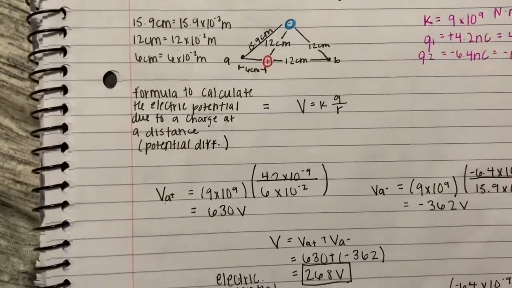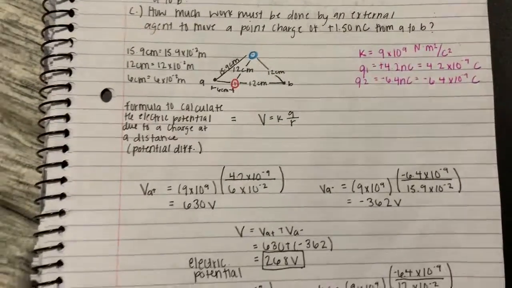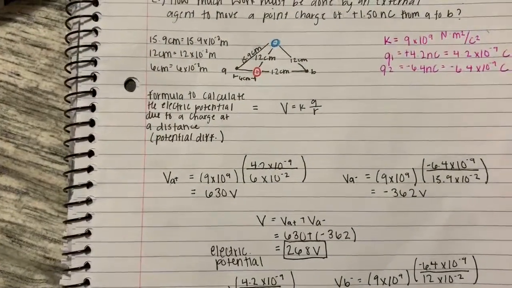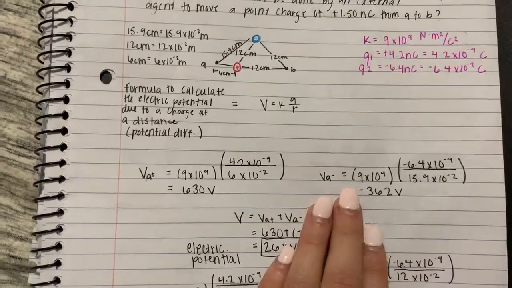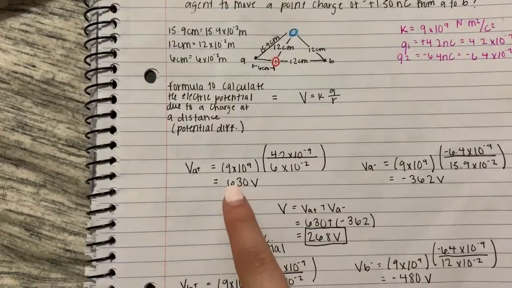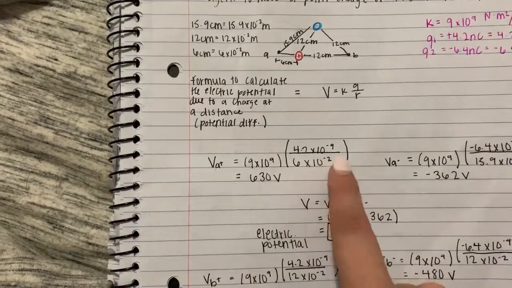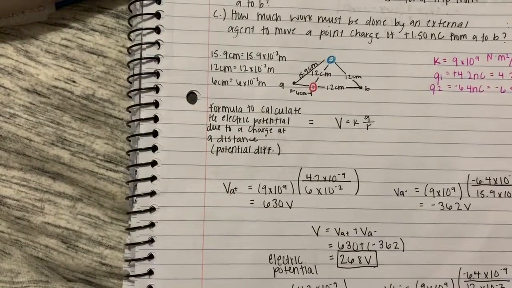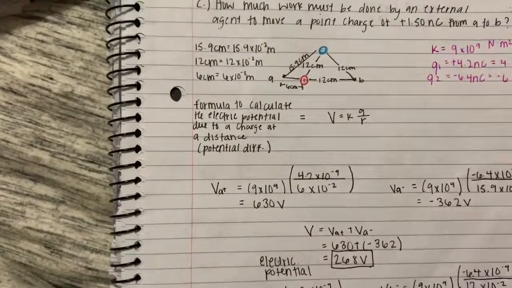to calculate the potential, we use this formula right here. Okay, but we have to do it for the positive charge and the negative charge distance. So you have to do it 2 times for this one. So you plug in your constant, which is 9 times 10 to the 9, times 4.2 times 10 to the negative 9 divided by 6 times 10 to the negative 2. And for the positive charge at A, you're going to get 630 volts.